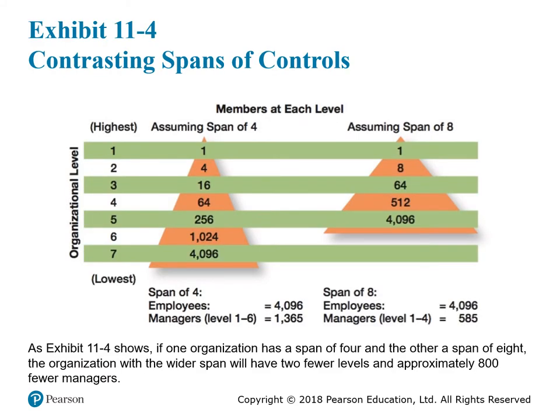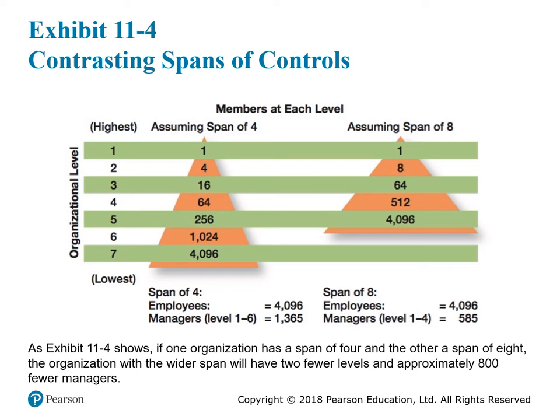So in this exhibit, there's just a small, let's say, comparison between two different organizations, with one organization having a wider span of control. Basically, what this exhibit is trying to show us is that the organization that has a wider span of control, meaning the organization that has more people reporting to one manager, has fewer levels and a fewer number of managers as well. الشركة اللي عندها عدد أكبر من المرؤوسين للمدير الواحد, levels فيها تكون أقل وكذلك عدد المدراء يكون فيها أقل.